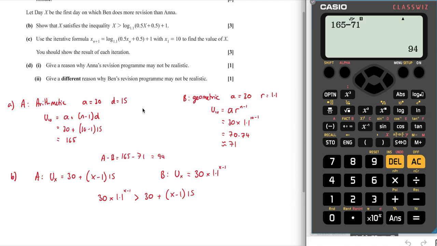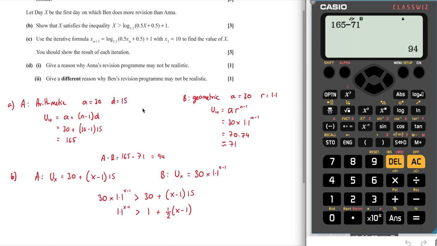So, I see where it comes from now. If I divide through by 30, I'm going to get 1.1 to the x minus 1 divided by 1 plus a half lots of x minus 1. Just put that 15 to the front, and then I can expand that bracket, and I'm going to get pretty much what's on the right hand side.